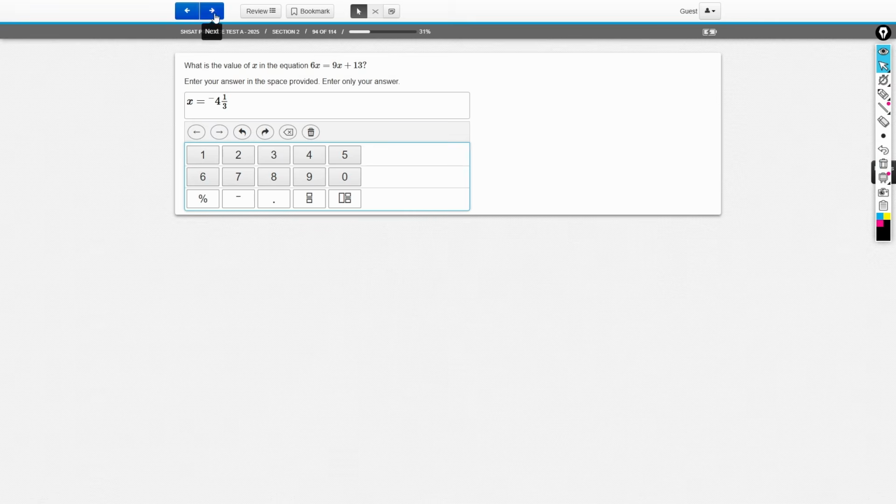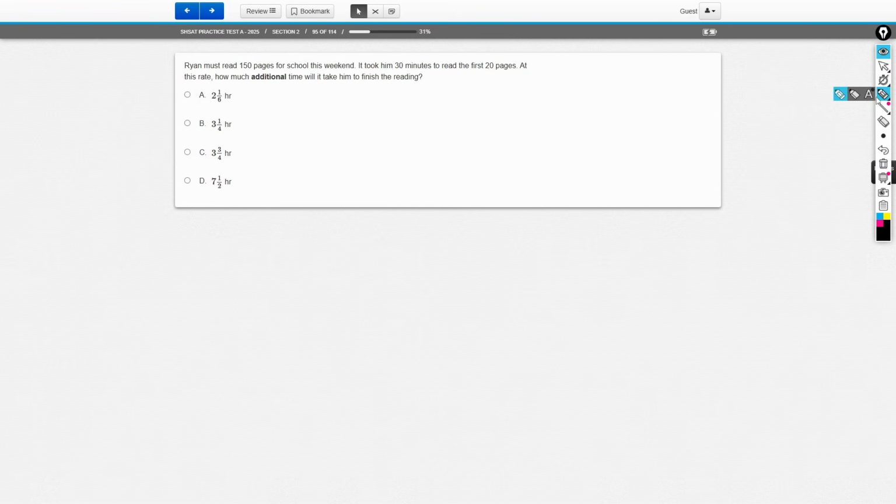Moving on to the next section. We know that Ryan must read 150 pages for his school this weekend, and it took him 30 minutes to read the first 20 pages. Okay, so again, we're following the same format. At this rate, how much additional time will he need to finish reading?